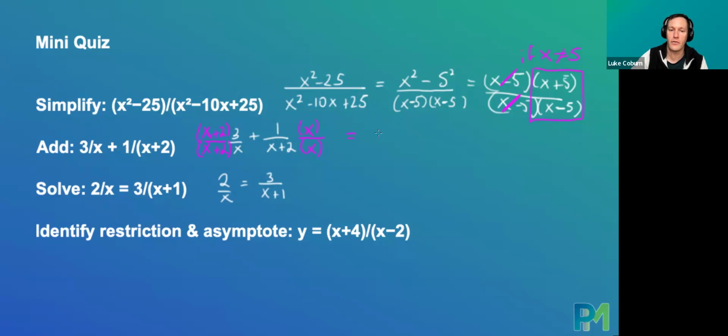Okay, so we now have the top line here: 3 times x plus 2, plus 1 times x, which is just x. And then it's going to be x times x plus 2. Then we multiply this all out: 3x plus 6 plus x, all over x times x plus 2. I just want to rub out that top line because I'm running out of space. Well, 3x and x will be just 4x, okay?